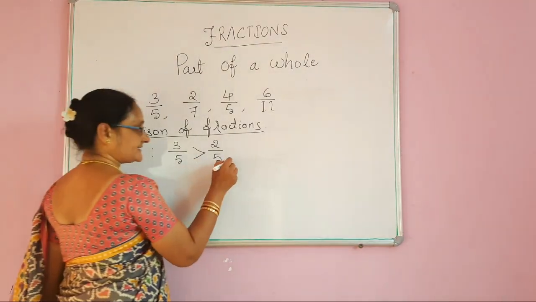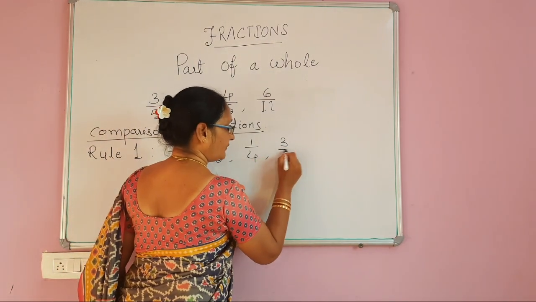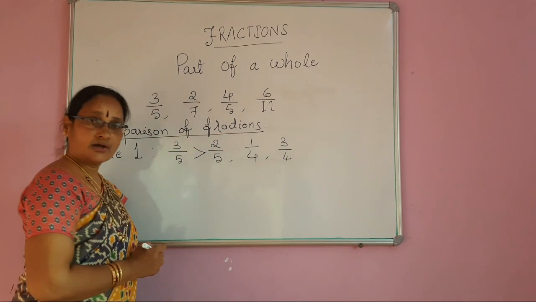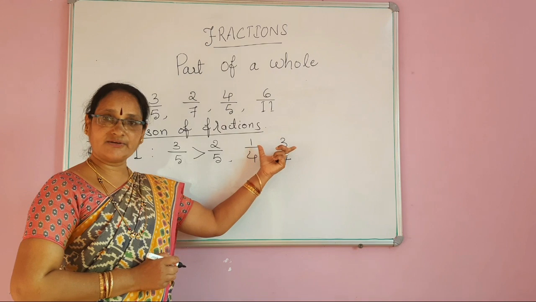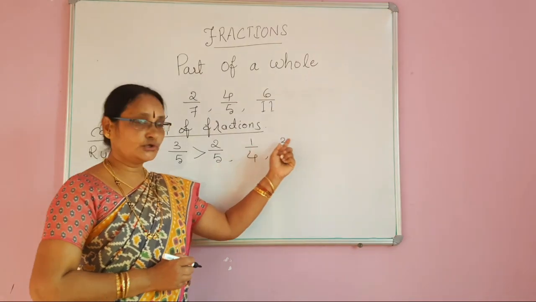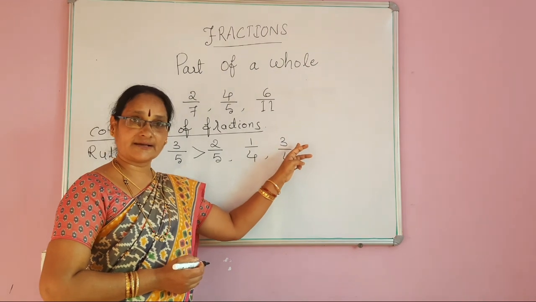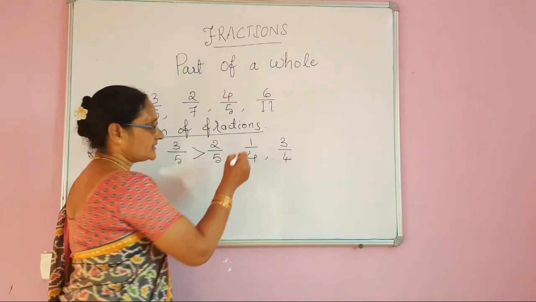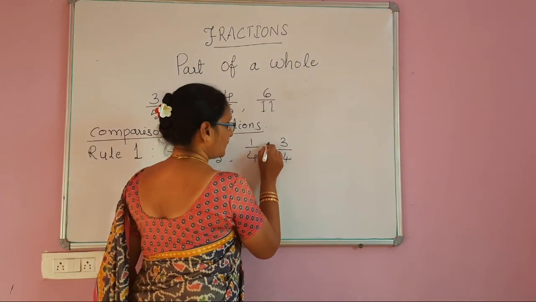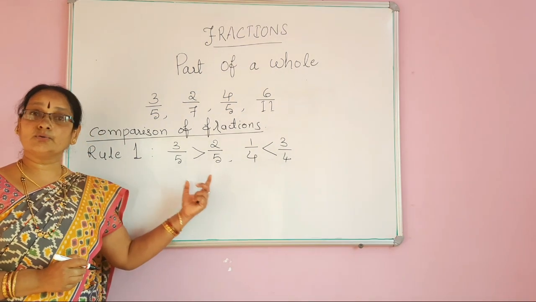So, another example, see here, 1 by 4 and 3 by 4. Both are having the same denominator, but the numerators are different. Among these two numerators, which is bigger here? 3 is bigger. Then which is smaller? 1 is smaller. That means 1 by 4 is smaller than 3 by 4. This is Rule 1.